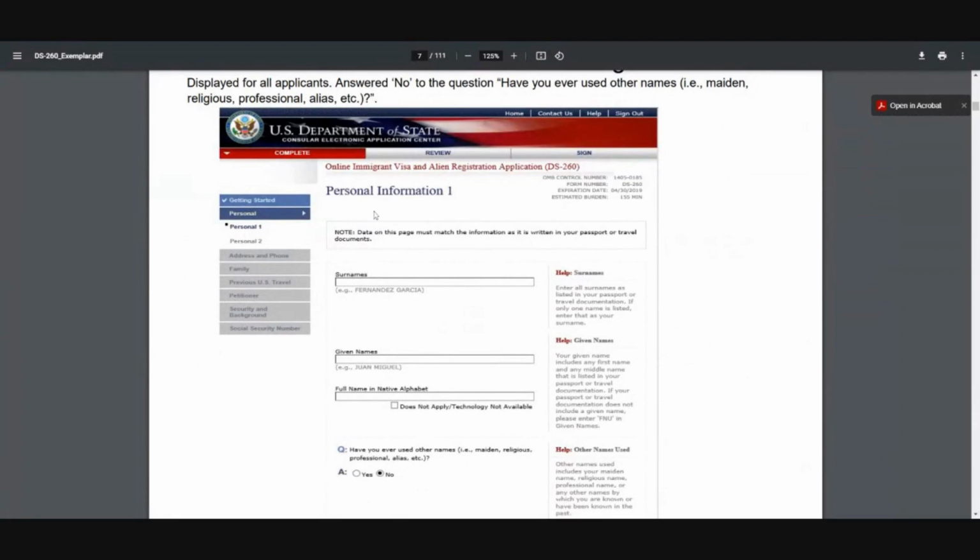So here, personal information for the first applicant. You will put your surname. Your surname is your last name or your parent name. And it explains to you that your surname must be listed on your passport. So do not add another surname over here. Write the names on your passport, maybe John Doe. And then your name in native alphabet, your middle name, the name that you were given by your parents, put it there.